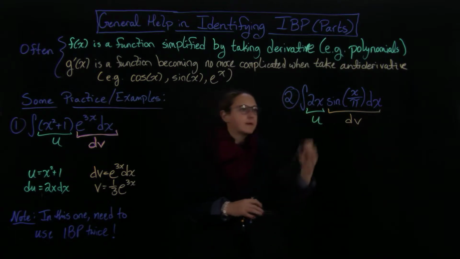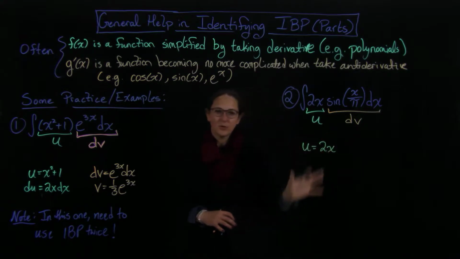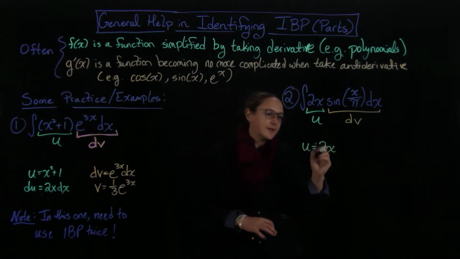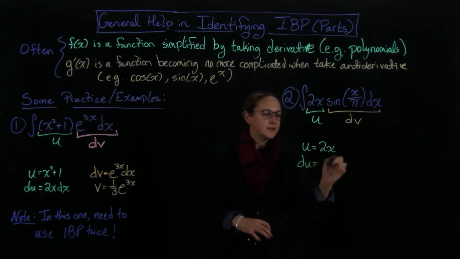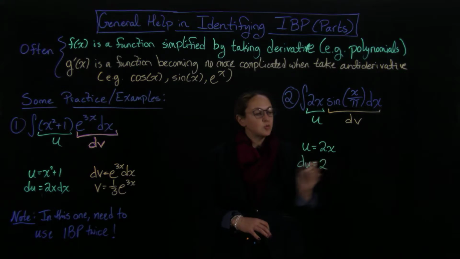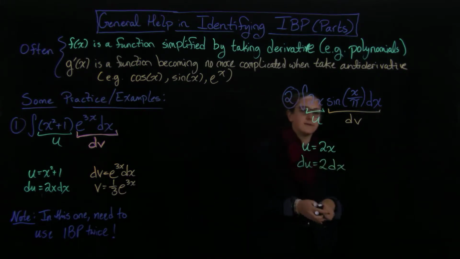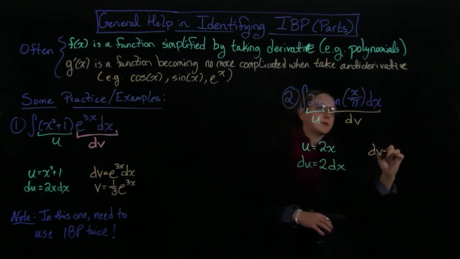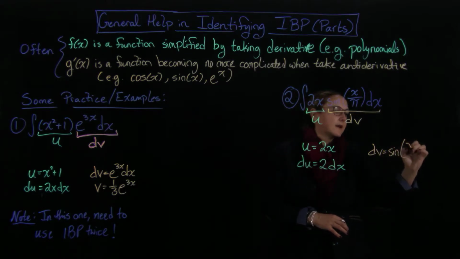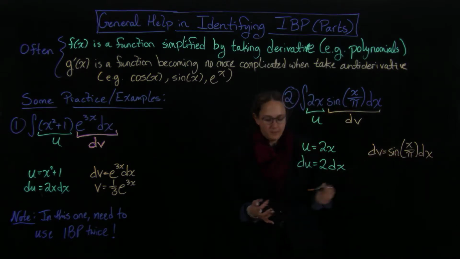And then my u, remember, I'll write u equals 2x. And then we'll do a little practice like we did before: I want to take the derivative with respect to x. So I'm looking for my du, so I take the derivative with respect to x, which here is 2. And then I get dx. And then over here I have dv, and this is going to equal sine of x over pi dx.